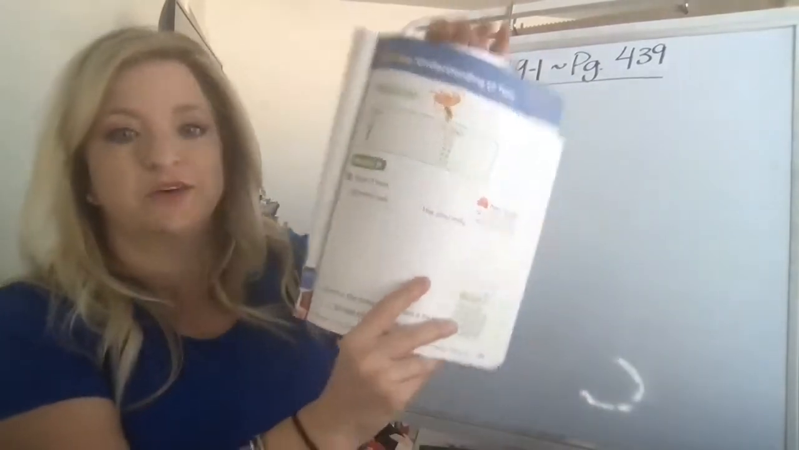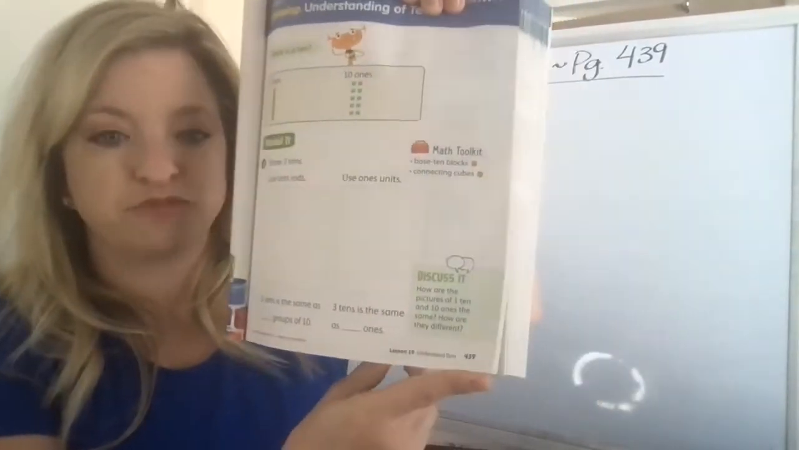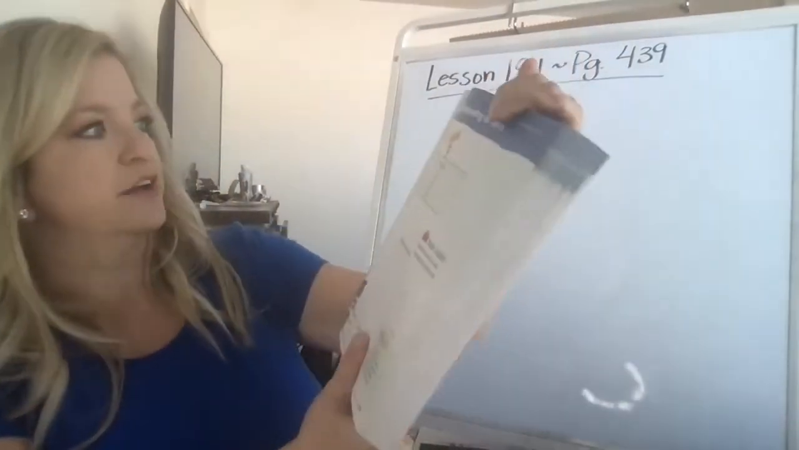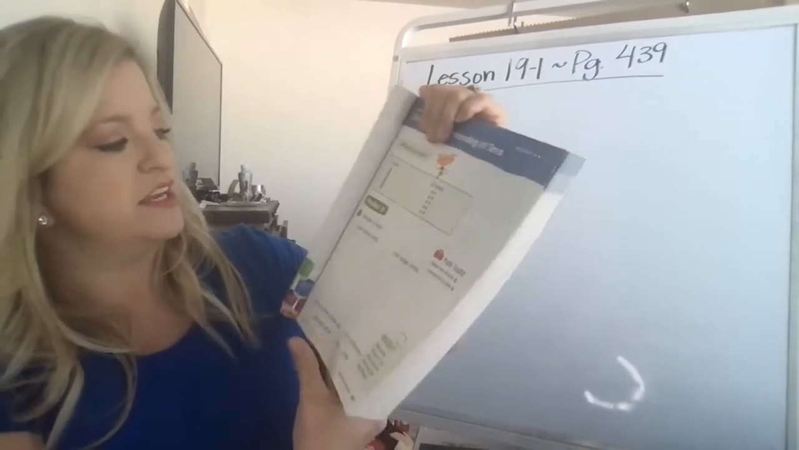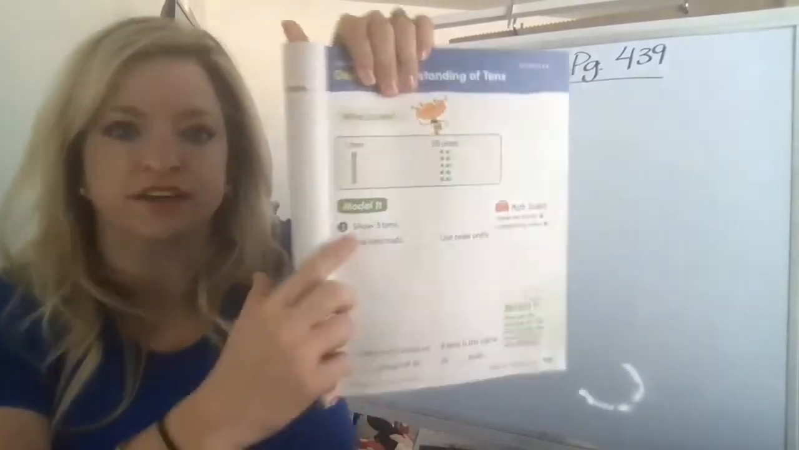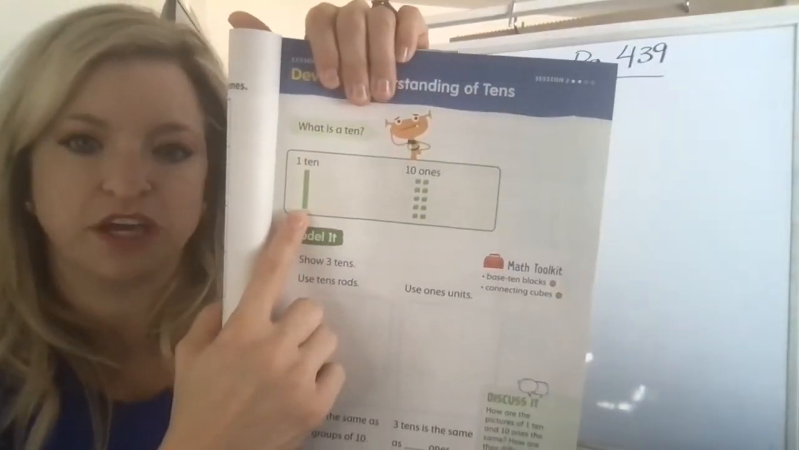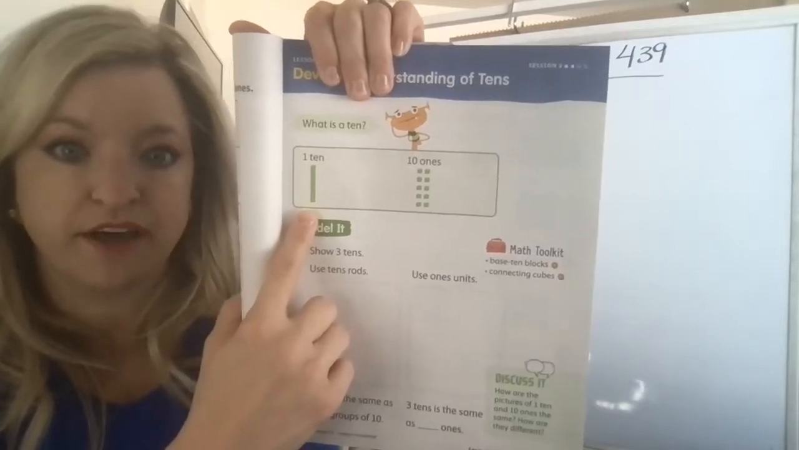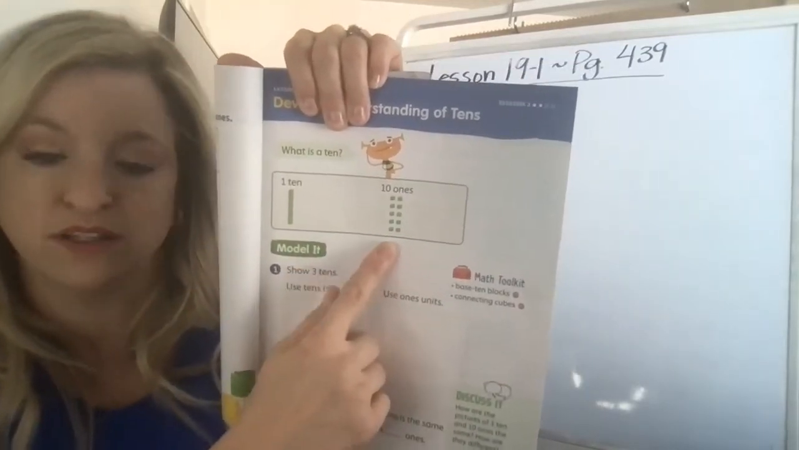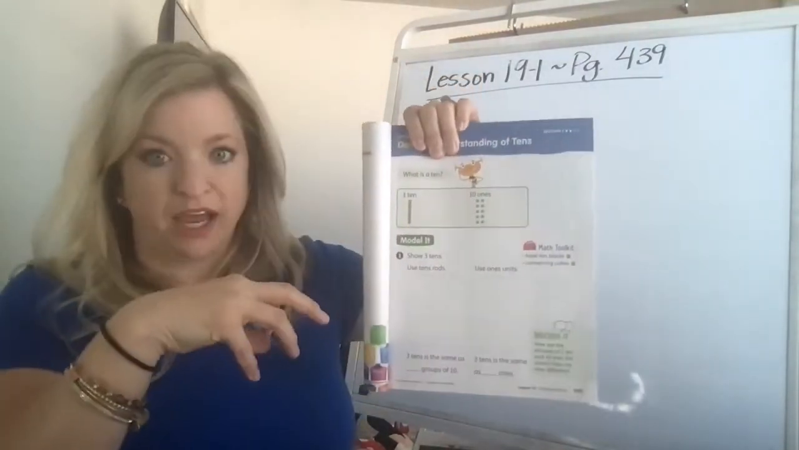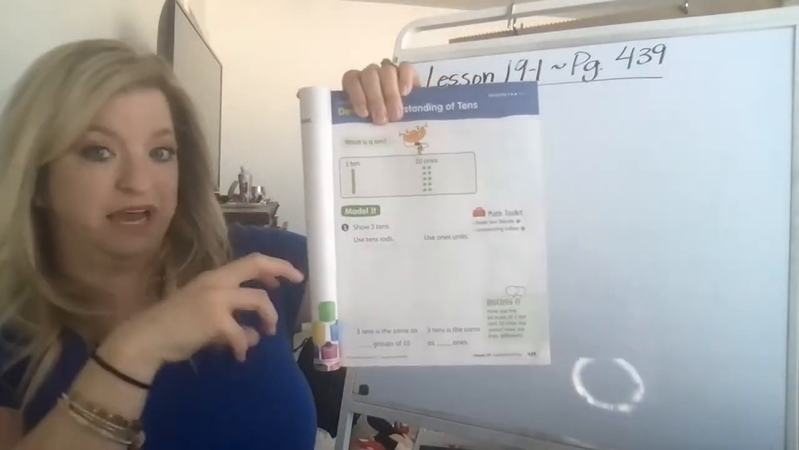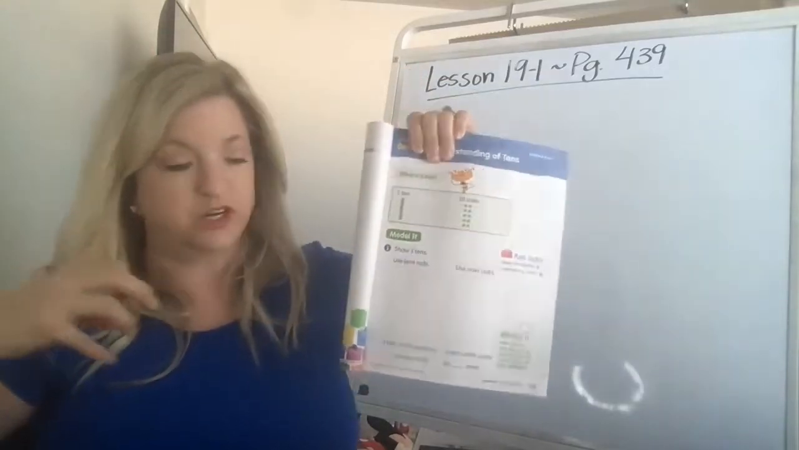But today we are on page 439 and we're doing lesson 19, session 2. It says, what is a 10? And as you can see, a 10 can either be all lumped together or 10 ones. Remember our pair video? They take 10 pairs and they put them into a bag. And then they take 10 of those bags of 10 and put them into a barrel of 100.